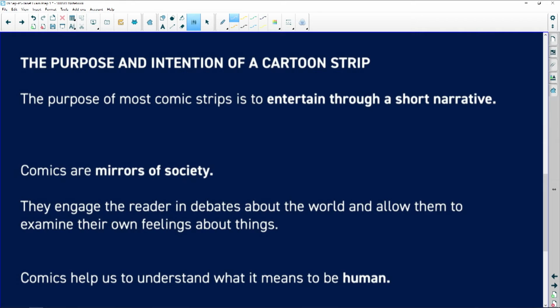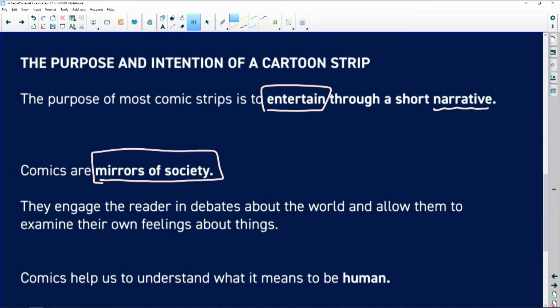Often you're asked something about, do you think the cartoon's effective? Or back to, do you think that the situation is funny? So let's have a look quickly at what cartoon strips are meant to be about. They're meant to be entertainment. And there's meant to be a little story involved. And they are meant to show us what we as people are like, what society is like. They ask us to think about the world in which we live.